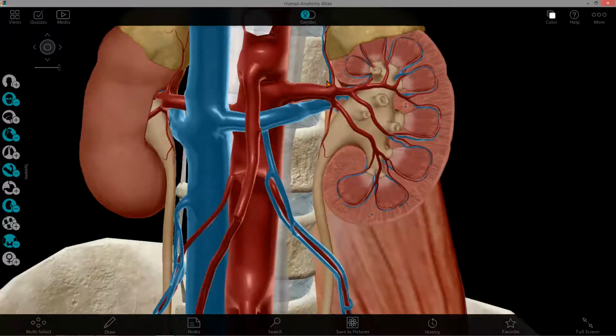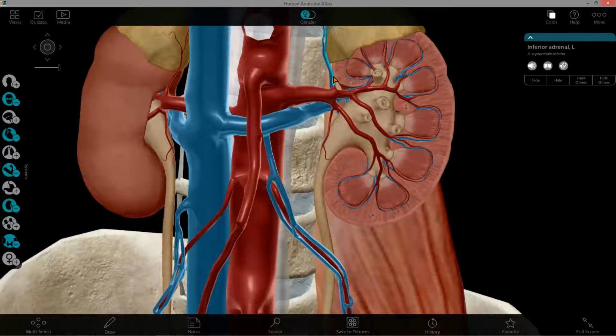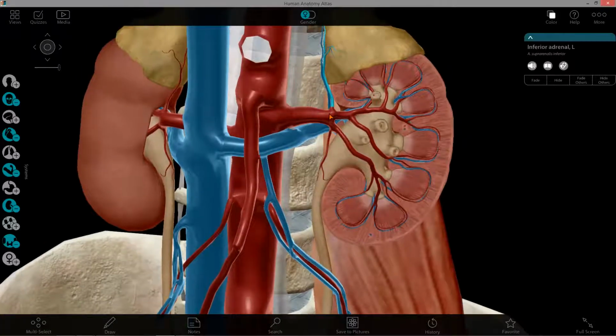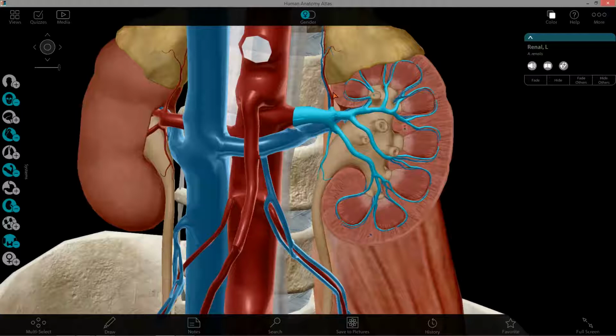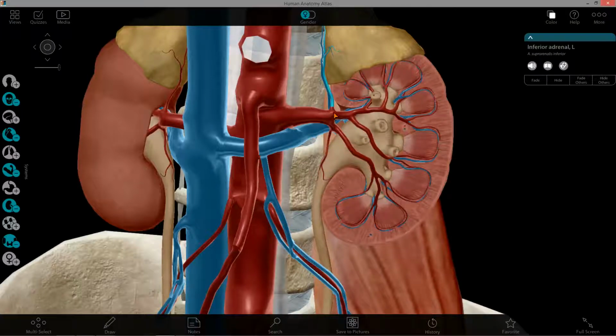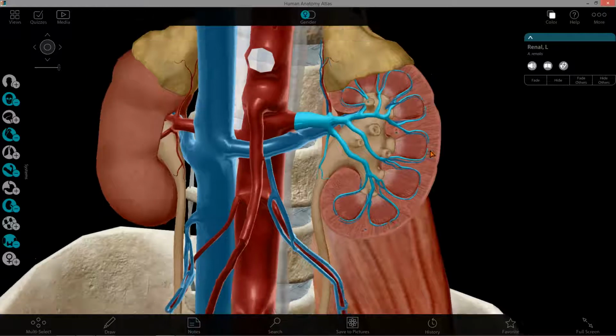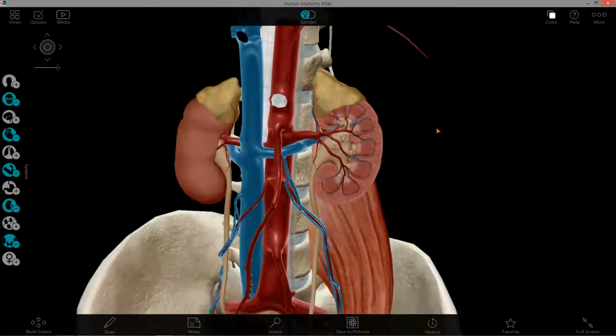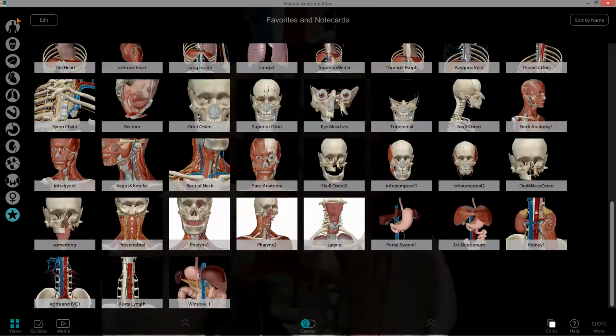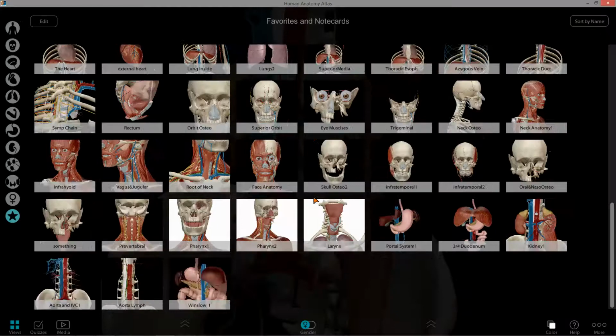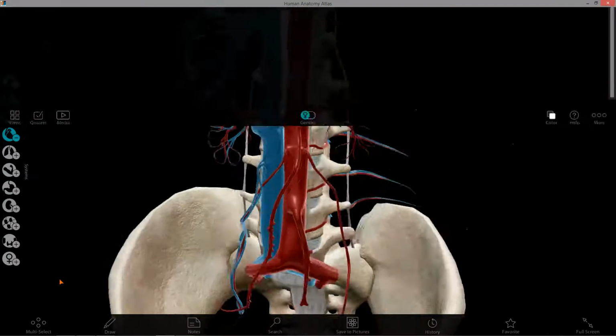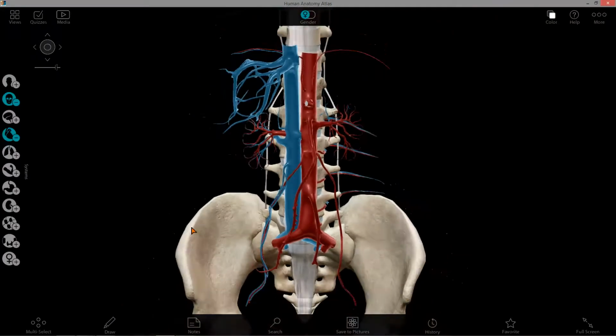Unfortunately, the model only has the inferior suprarenal artery, which can be seen here, coming off of the renal artery, or inferior adrenal artery coming off the renal artery, as previously discussed. So now I'm just going to quickly open up another view for us here, so that we can get a better look at the aorta and the inferior vena cava here.